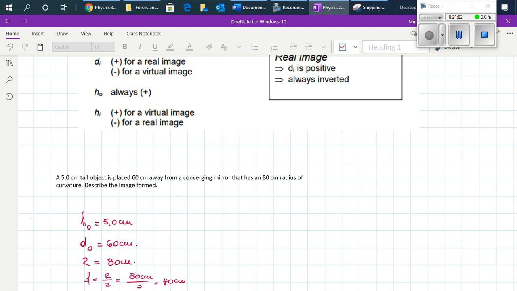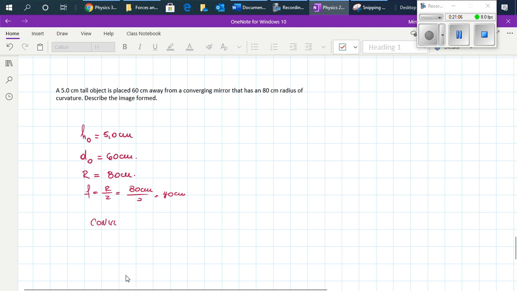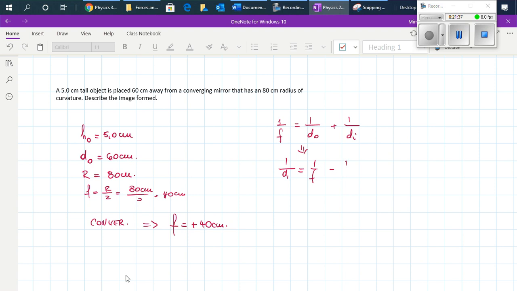Now, since it is a converging mirror, the focal length will be positive 40 centimeters. So now we are looking for the distance of the image. Let's use the equation 1 over f is equal to 1 over d_o plus 1 over d_i. And from here we figure out that 1 over d_i is equal to 1 over f minus 1 over d_o. So 1 over d_i is 1 over positive 40 minus 1 over 60. And after we calculate this in our calculator, we will have that d_i is 120 centimeters, and it is positive.